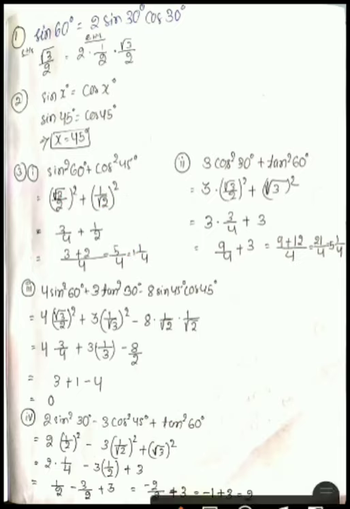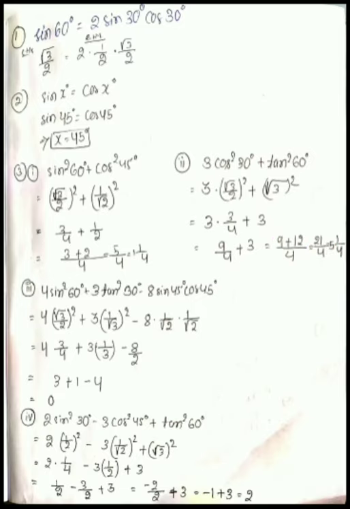Okay, now number 2, 3 cos square 30 degree plus tan square 60 degree. Cos square 30, it is root 3 by 2, and tan 60 is root 3. Okay, tan square 60 means root 3 whole square. Okay, so you will get 3 into 3 by 4 plus 3, that is 9 by 4 plus 3. Okay, and take out the LCM, you will get 9 plus 12 by 4, that is 21 by 4. Since it is an improper fraction, convert it into mixed fraction, you will get 5 whole 1 by 4.